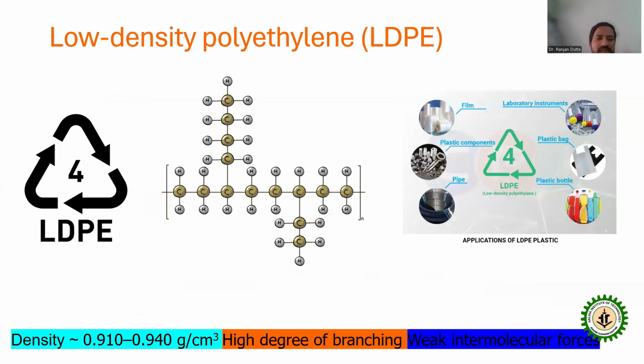Now, low density polyethylene is defined by its density between 0.91 to 0.94 gram per centimeter cube, and it features a high degree of branching. That's why the intermolecular forces are weak in this particular class of polyethylene. And this is denoted by this triangular loop. Inside we have this number 4, which means it cannot be recycled easily. Still, we have various applications of low density polyethylene, as you can see from here, in pipes, films, plastic bags, plastic bottles, etc.